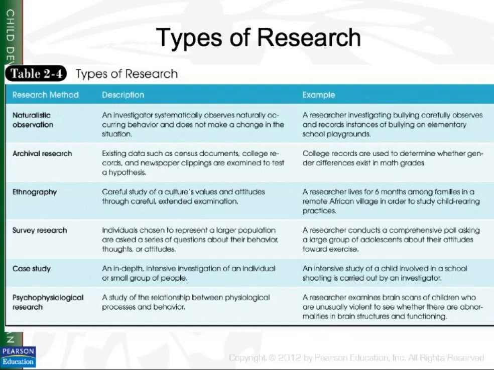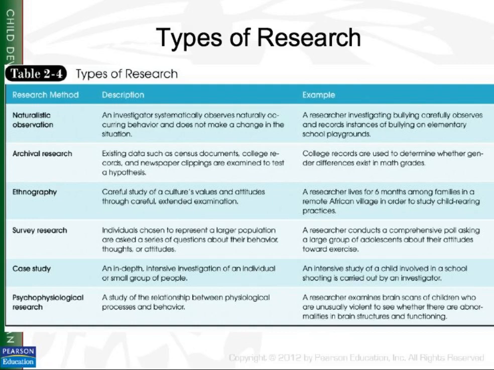This chart is in your book, and it's a list of research methods that are used for different purposes. Naturalistic, we talked about. Archival, where you're looking back at documents and records. Ethnography, studying different cultures. Survey research, you've probably participated in a survey at some point. It covers a larger population where there's a series of questions on thoughts or attitudes. Case studies are on a smaller group, either individual or small group, where you do a longer term study. And then psychophysiological research looks at the relationship, as this says, between the physiological process and behavior. And then they give examples on the other side.